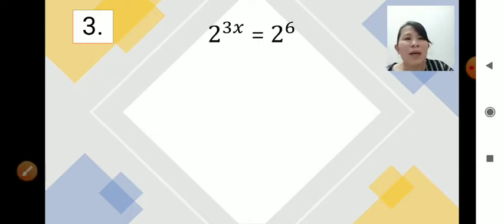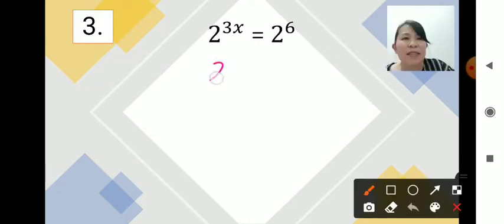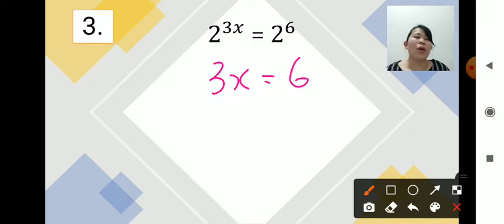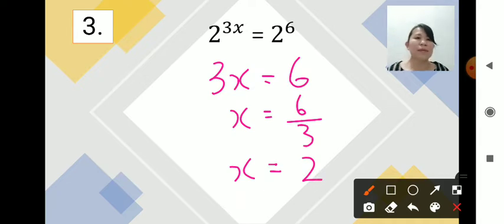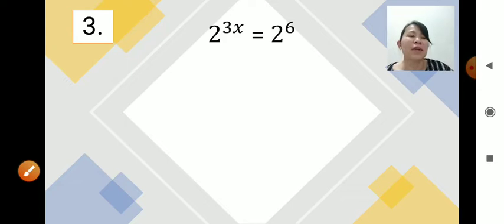So from here we can say 3x must be equal to 6. Okay, so x will be equal to 6 over 3. x equals 2. So are you all right? Can we continue? We have 6 questions left. 6 easy questions left. Okay, we continue.